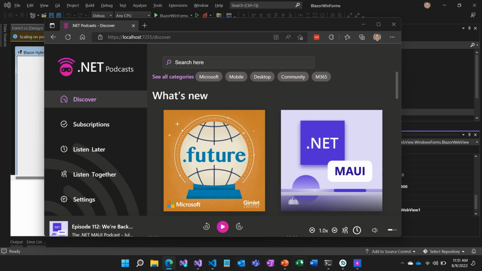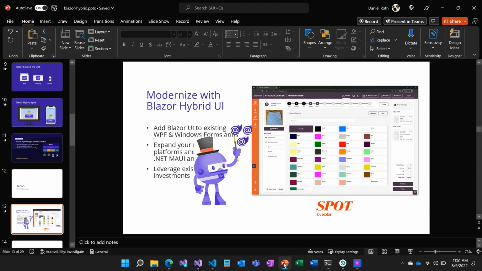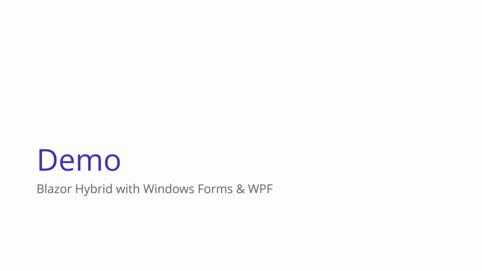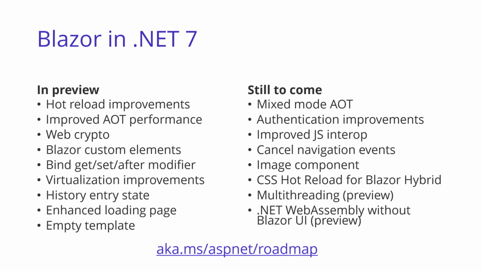All right, so let me go back to slides for a second. Now that we're done with shipping Blazor Hybrid support for WPF and WinForms and .NET MAUI, we're of course shifting our attention to shipping a bunch of new Blazor improvements in .NET 7. We've got loads of new stuff that is already available with the latest .NET 7 previews, like .NET 7 Preview 7, which just went out today: hot reload improvements, improved ahead of time compilation performance, expanded web crypto support, binding improvements, virtualization improvements, and much more.